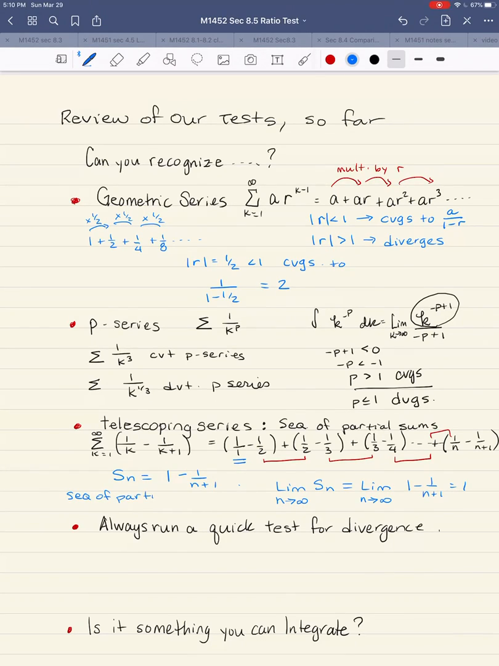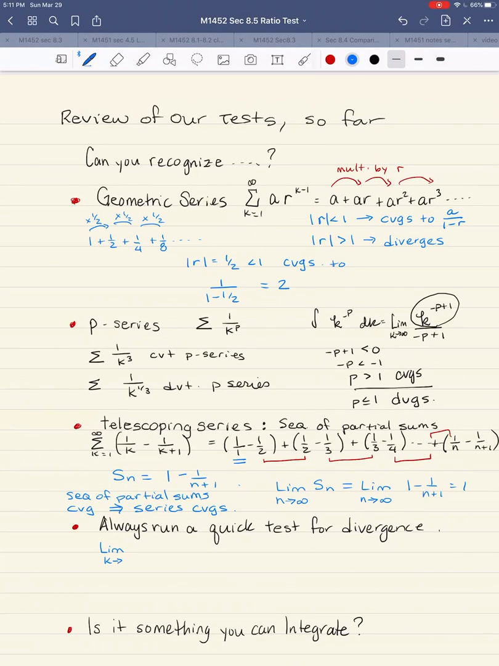And so our conclusion is when the sequence of partial sums converge, that implies that the series converges. Okay? Kind of tricky to recognize a telescoping series. You got to kind of sniff those out. If it's not geometric, it's not a p-series, and you can't quite tell if it's a telescoping series, then try a quick test for divergence.